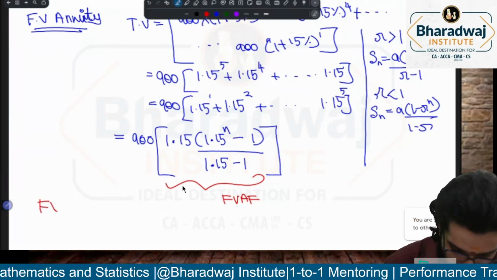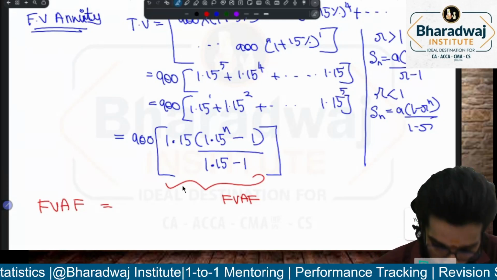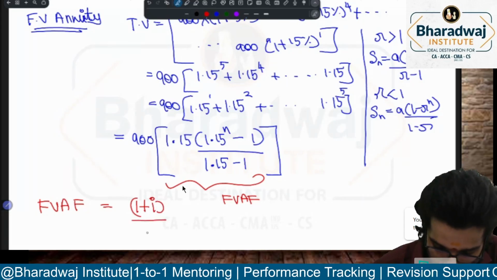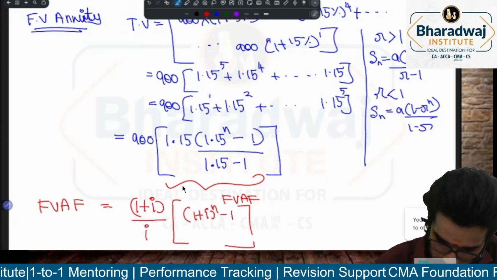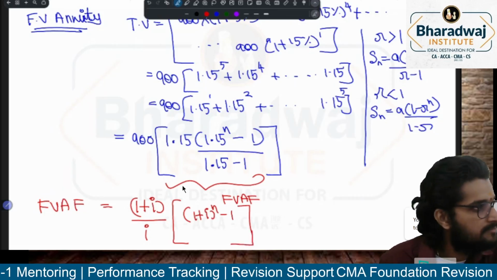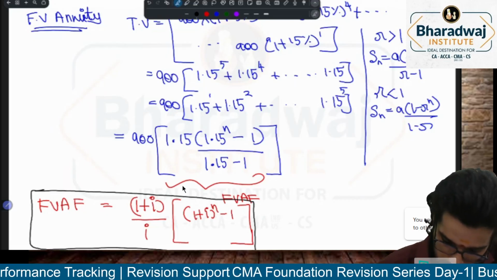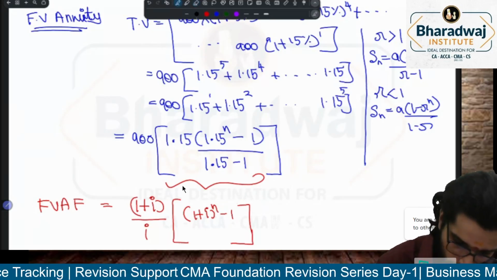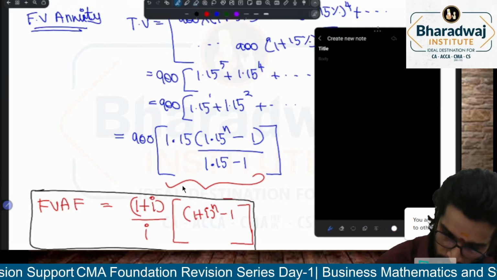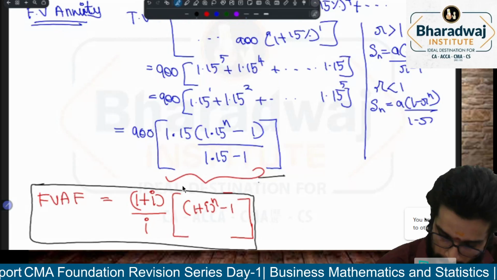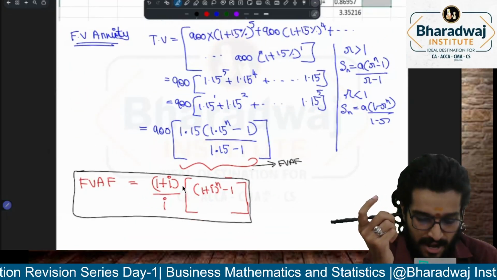So what's the formula for future value annuity factor? 1 plus i by i multiplied with 1 plus i the whole power n minus 1. Clear? Can I proceed? Once again, we have found the future value annuity factor.